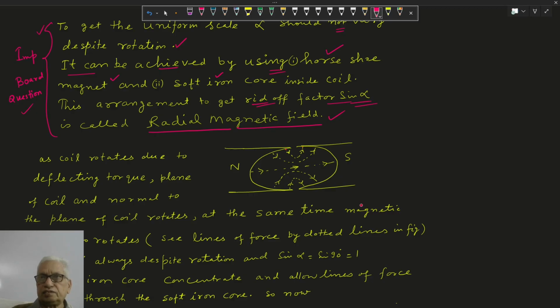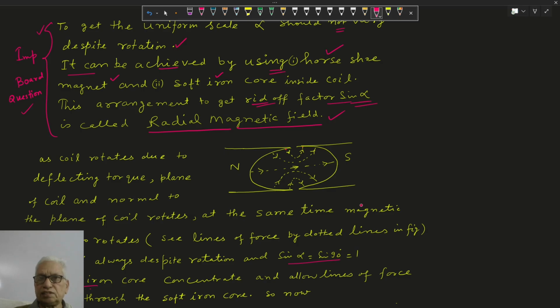Here, if coil rotates, this magnetic field north to south also rotates here. ये डायरेक्शन हो जाएगा मैग्नेटिक फील्ड के, यहाँ पे ऐसे हो जाएगा. यहाँ पर ट्रेस है, फिर ये है, यानी मैग्नेटिक फील्ड भी रोटेट कर रहा है. Coil rotates, magnetic field also rotates, so alpha remains the same throughout despite any rotation. पोजीशन में भी किस पॉइंट पर अल्फा is 90 degrees. So this can be achieved, alpha is 90 always, sin 90 is always 1, can be achieved by using the horseshoe magnet. And why we are using this soft iron core?